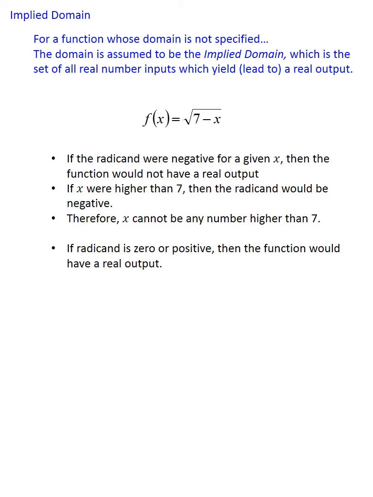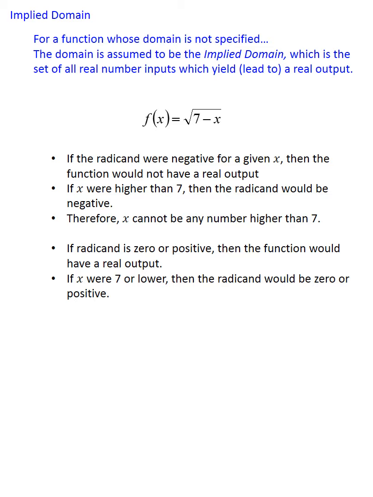It also occurred to me that I can in fact have radical 0, and I can have radical of a positive number as well. And so if the radicand is 0 or positive, I would have a real output. Well, as long as x is lower than 7, look at the function and imagine x being 1 or 2 or 3. If x is lower than 7, I'm going to get a real output here, because the radicand is going to be positive. If x is 7 itself, I'll get radical 0, which is 0, and that's a real number. And so 7 is also part of the domain.